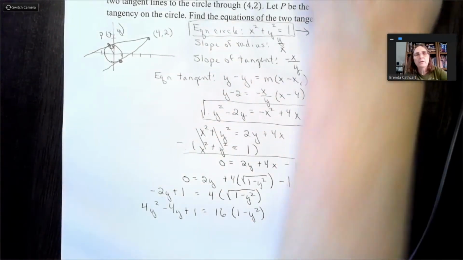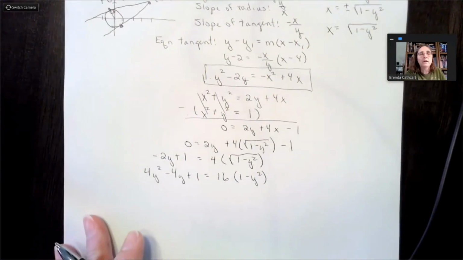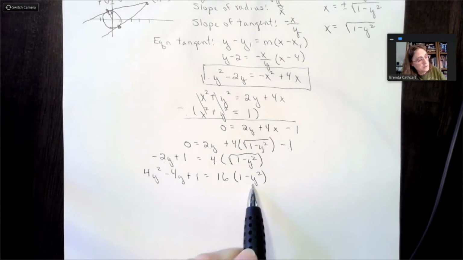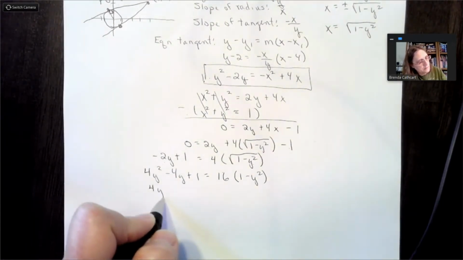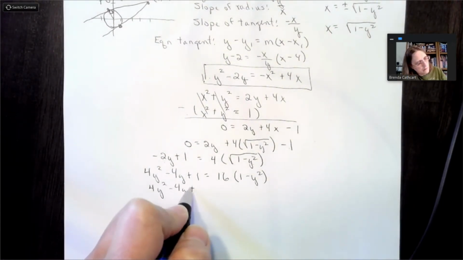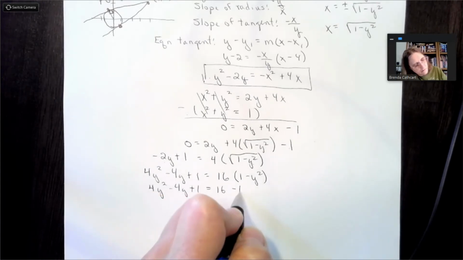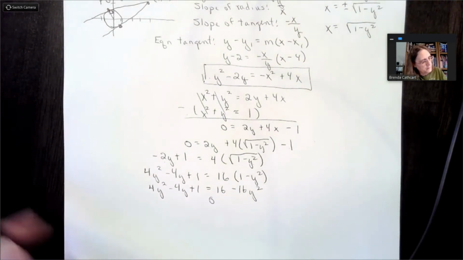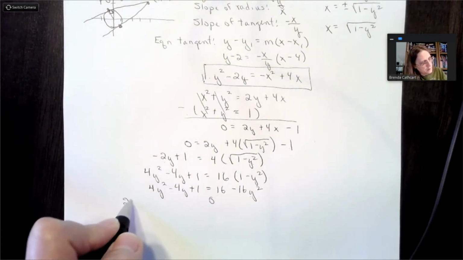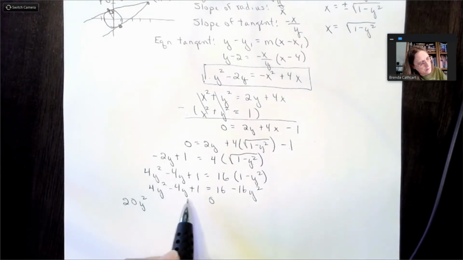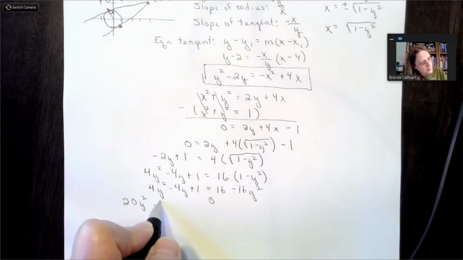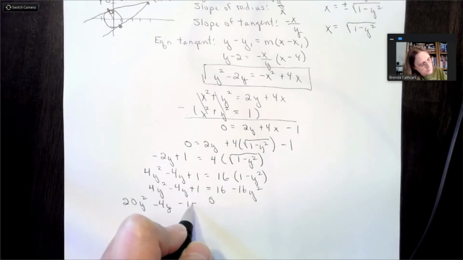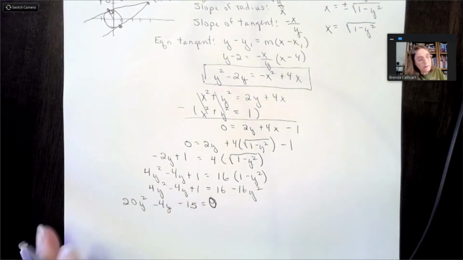Okay, so it's a quadratic equation now. So let's go ahead then and get it in the correct form with one side equal to 0. So let's start by distributing the 16. Okay. Get one side equal to 0. So adding 16y squared gives us 20y squared and minus 4y. And subtracting 16 gives us minus 15, and that's equal to 0.